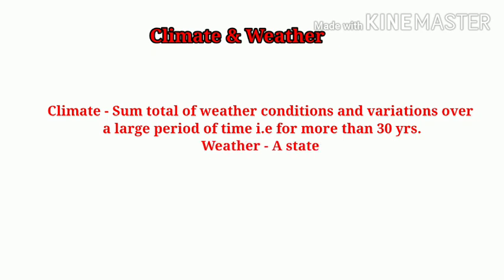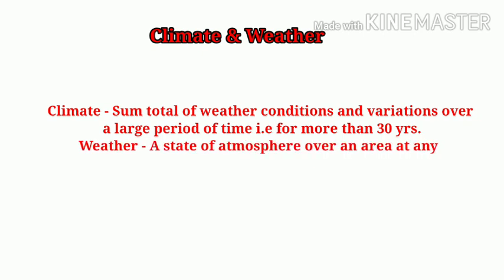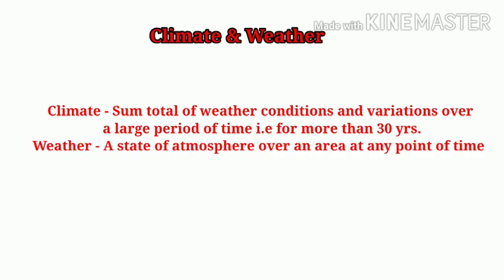So it means when we observe that the weather condition is the same for a long time, it is considered as a climate, and for the same months. For example, we can see that summer starts from March till June. Afterwards, it's the rainy season, and then from November till December, January, February, we consider it as the winter season. So this is called a climate.